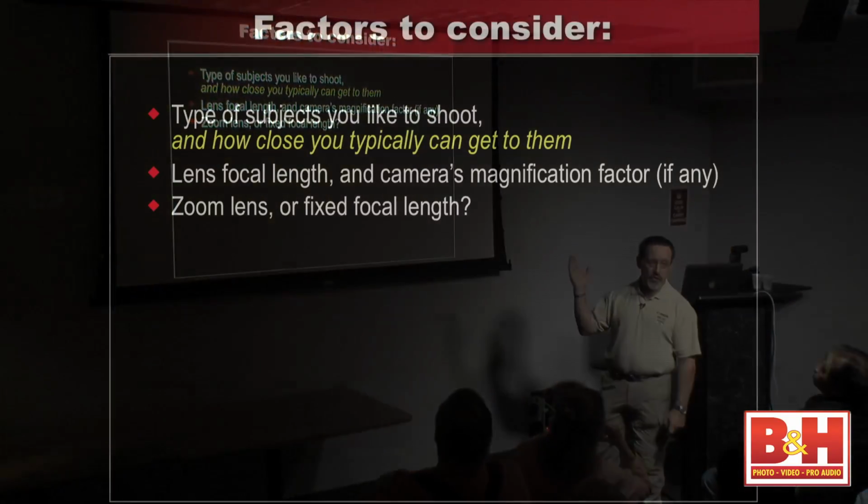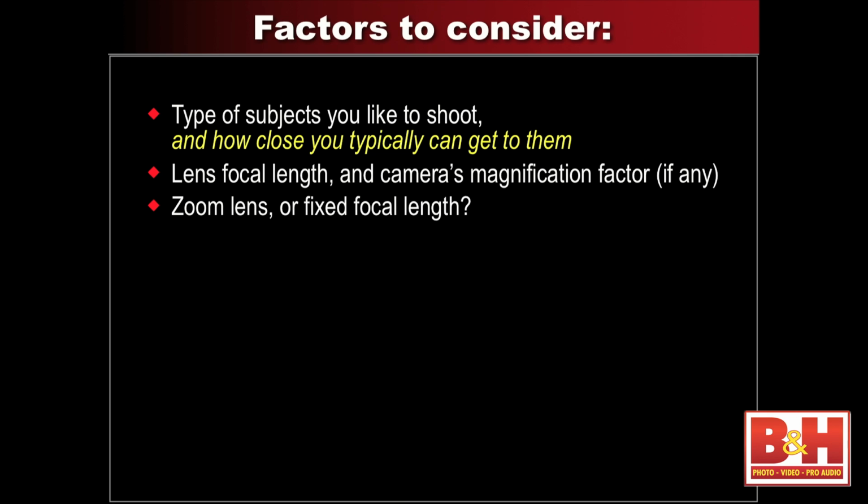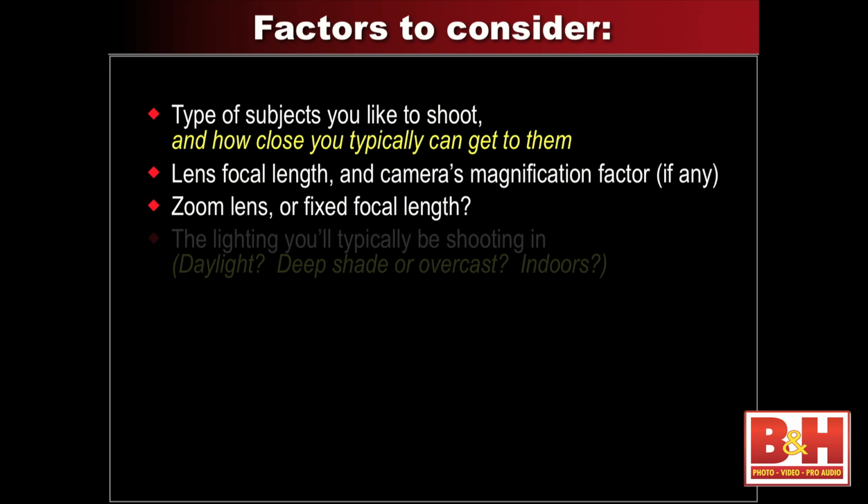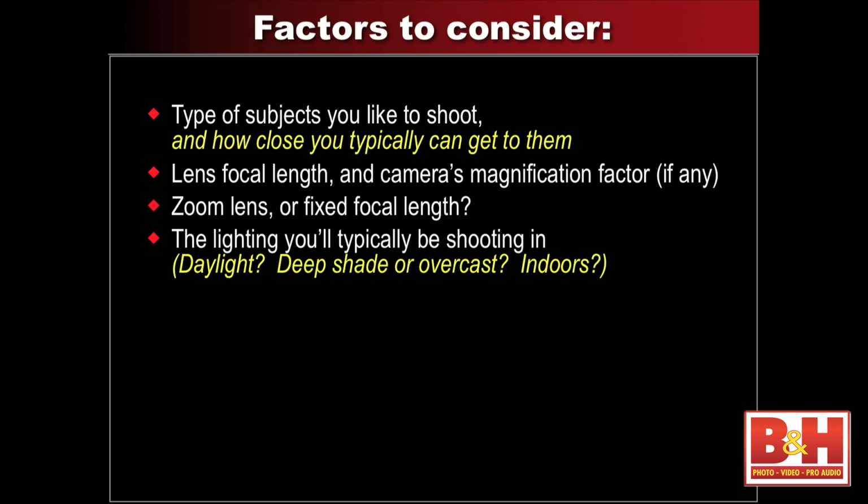Zoom lens or fixed focal length. Fixed focal length lenses tend to be sharper. You can have a wider aperture and so forth, but maybe you want the flexibility of a zoom lens. Lighting. You want a wider aperture if you're shooting in shade all the time, indoors, or shooting concerts and so forth. So you'd want to have a faster one there as well. So what kind of lighting are you shooting? Maximum aperture would depend on your kind of lighting, or maybe you have plenty of light but you want that nice bokeh for weddings. So you go in that direction.